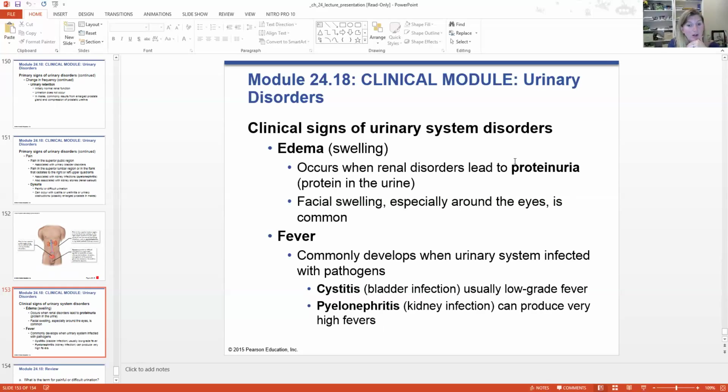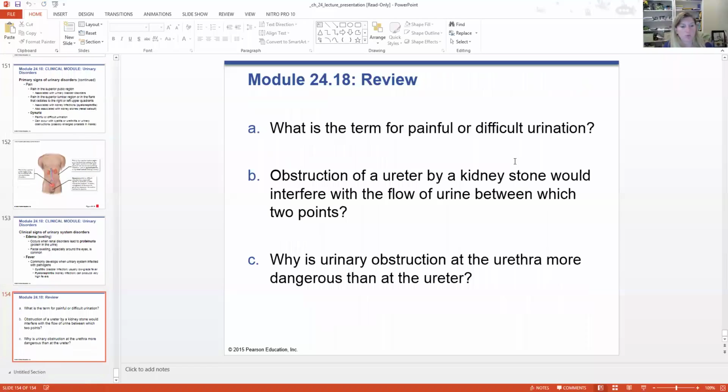Fever can result as well. This could be when there's some type of infection from pathogens like cystitis or a bladder infection, or pyelonephritis, which is a kidney infection producing very high fevers as well. Very dangerous. So this was the last slide. You can stop the video here, go back and review this section.